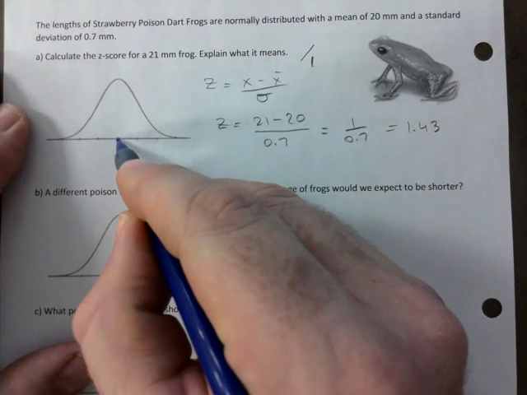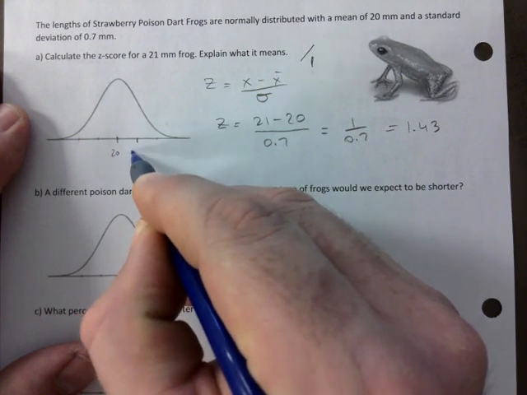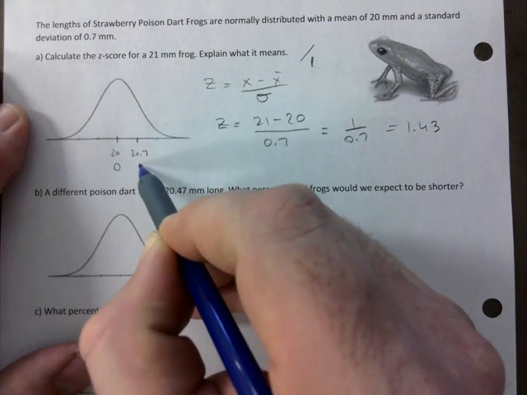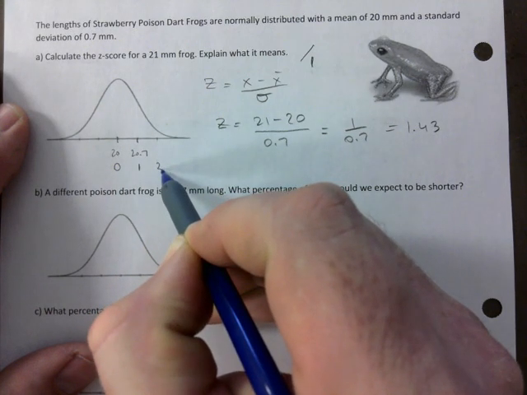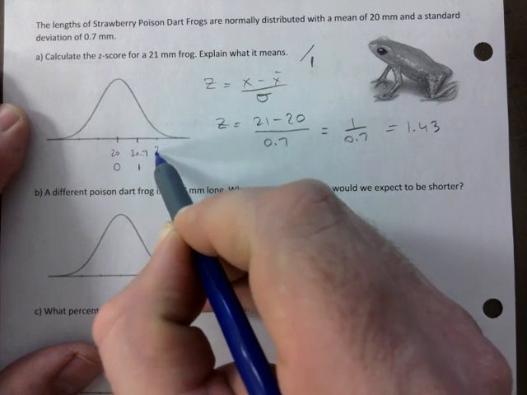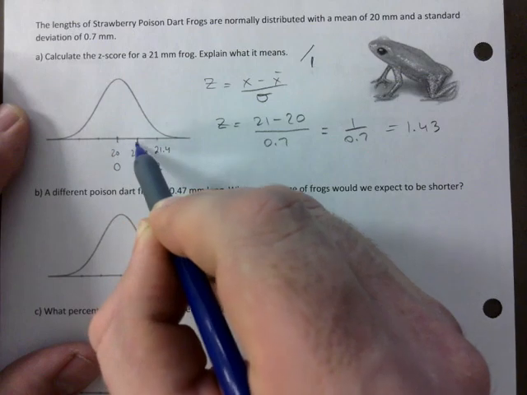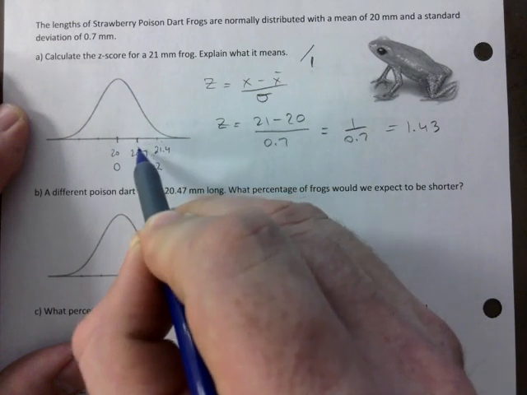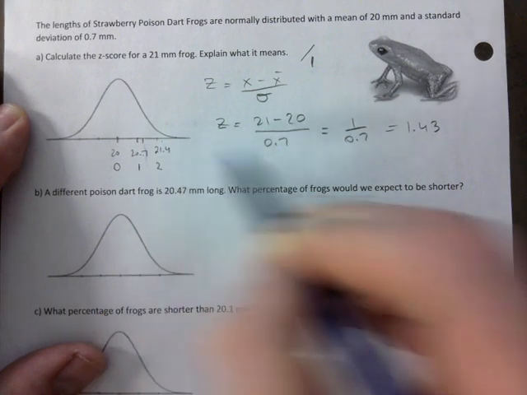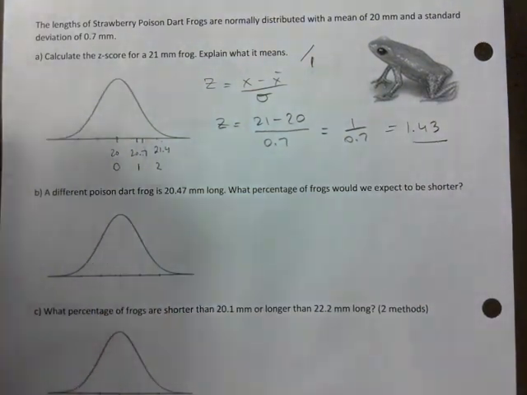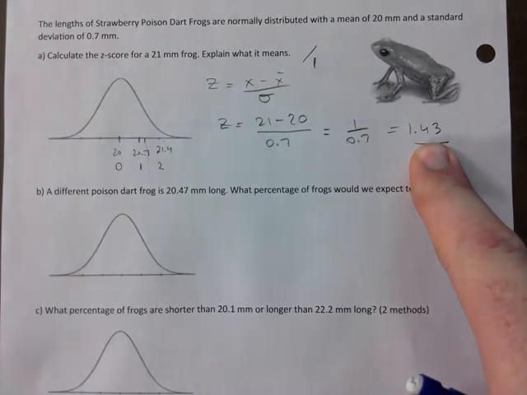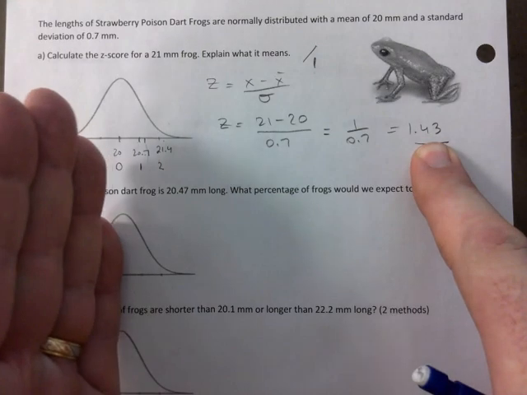And then just think about it this way. This is 20. This would be 20.7, right? So z-score of 0, z-score of 1. This one would have a z-score of 2, right? So if you add another to this one, that would be 21.4. If you go up by 0.7 at a time, 21 is right about here. So it makes sense that it's 1.43 positive. So it tells you that a frog with this length is 1.43 standard deviations above the mean.